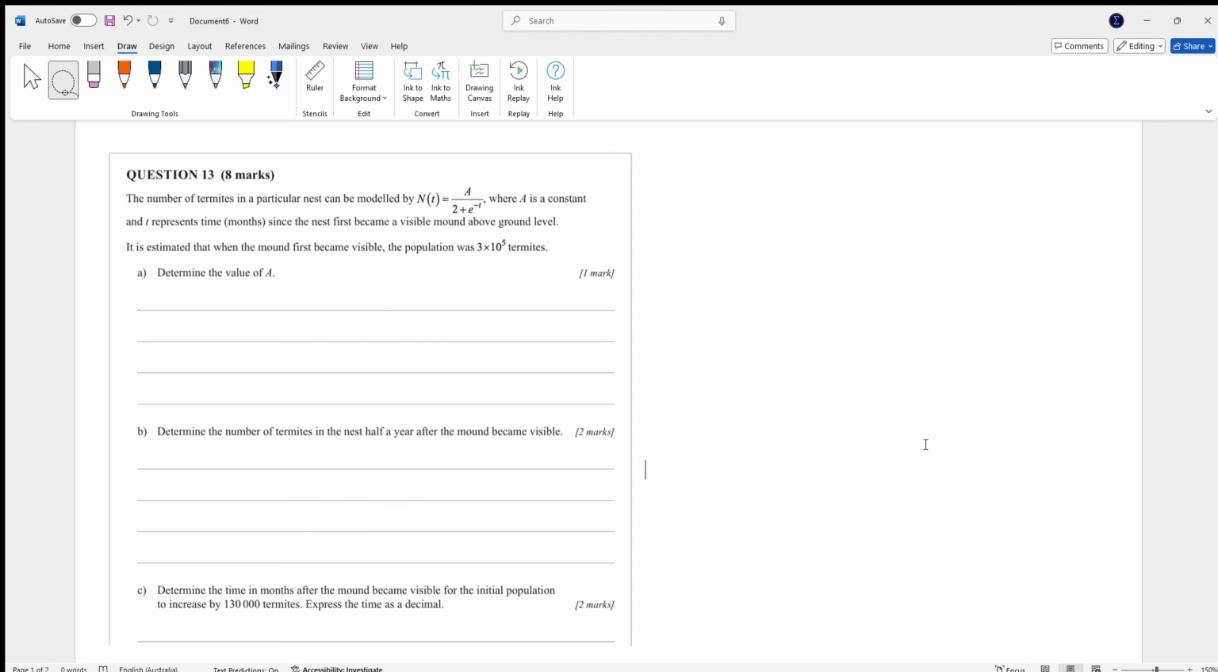In today's video, we're going to be taking a look at question 13 from the QCAA Math Methods External Exam for, I believe it's paper 2, 2024.